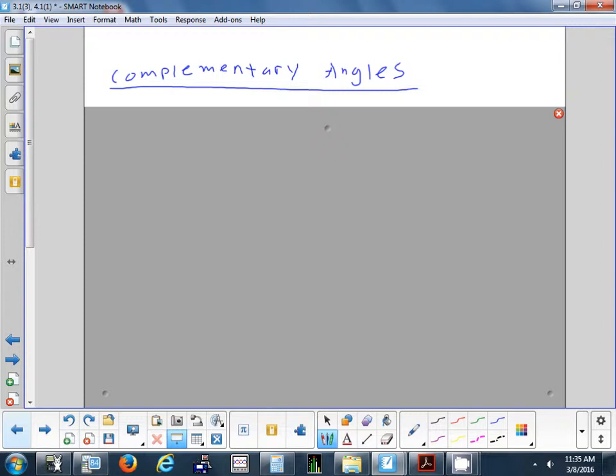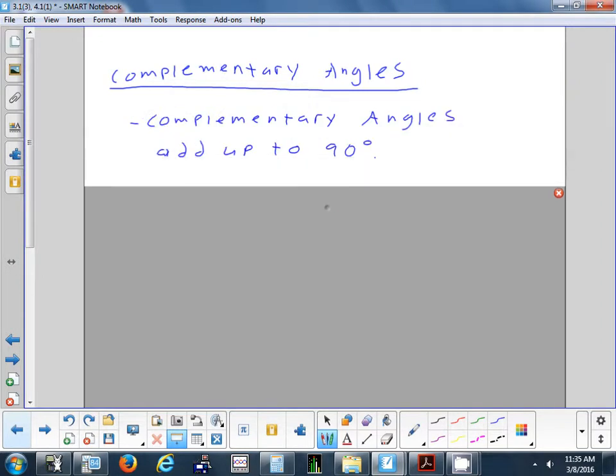Yeah, Amy? Those are 2 angles that add up to 90. Okay, and specifically it's 2 acute angles. So you can't have like -10 and 100. Even though that adds up to 90, those are not complementary. We're talking 2 positive angles that add up to 90.